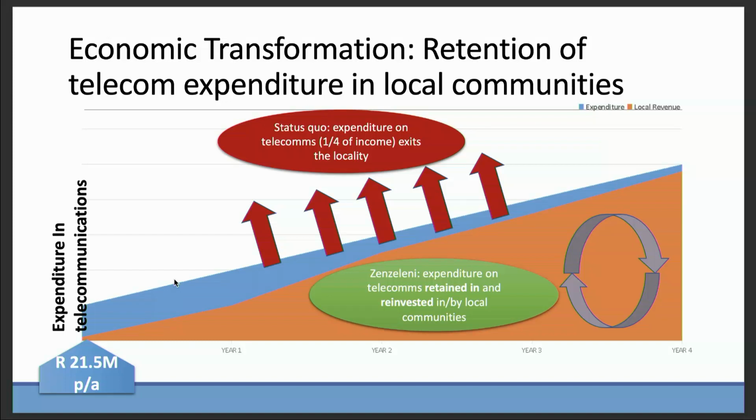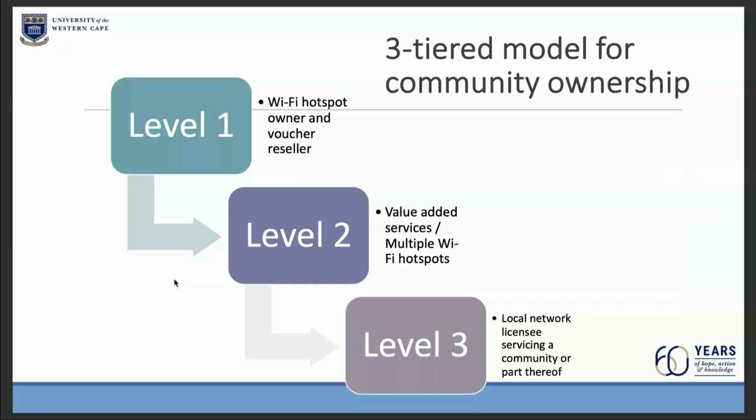And by doing that, our data shows the income and expenditure, and if you look at the orange part, you'll see that over the years this is the amount of local expenditure that gets retained, because the local entrepreneurs who are selling vouchers for the hotspots retain their commission, and that commission stays in the community. And the not-for-profit company takes a portion of it simply to try and run the community.